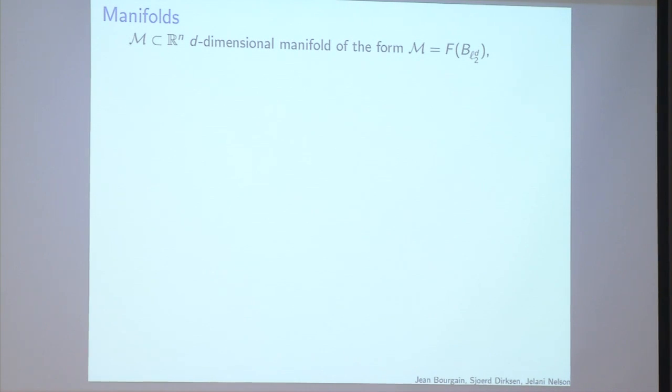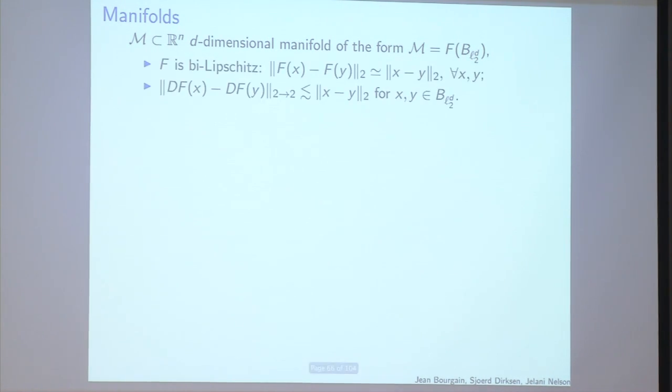The last application I want to show is to manifolds. Suppose I have a d-dimensional manifold that is created in the following way. It's the image of the Euclidean unit ball by a map that is both bi-Lipschitz, and I also want its derivative to be Lipschitz. Okay, so it's a Lipschitz manifold.